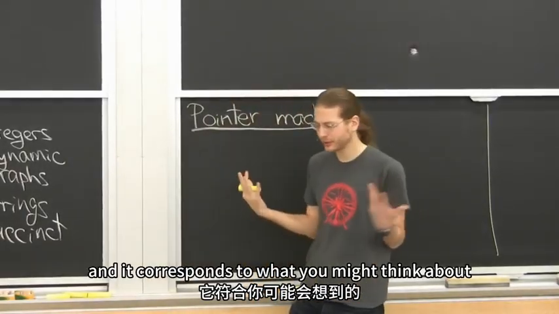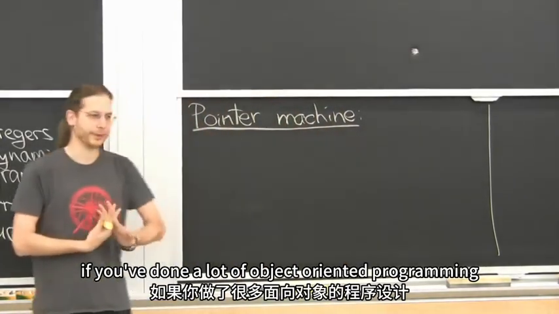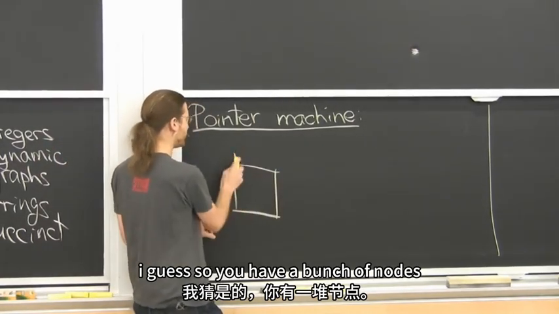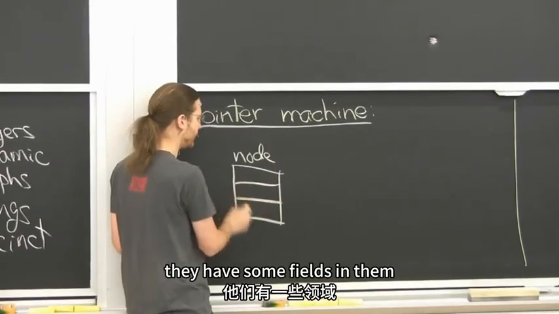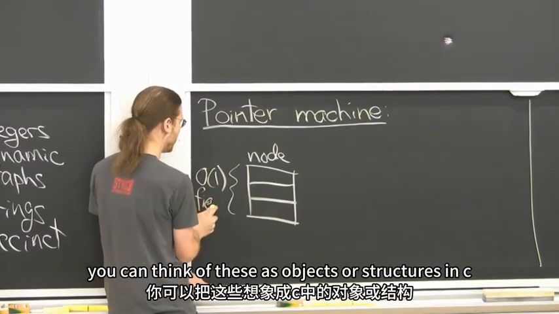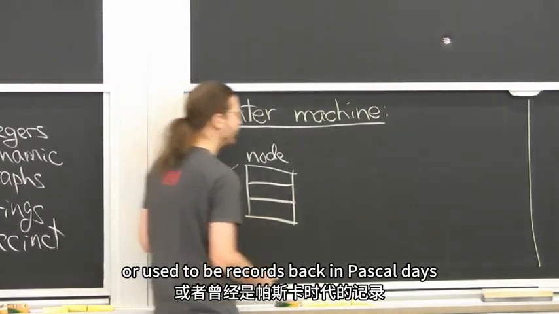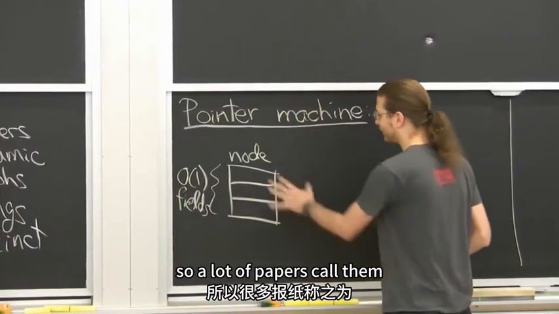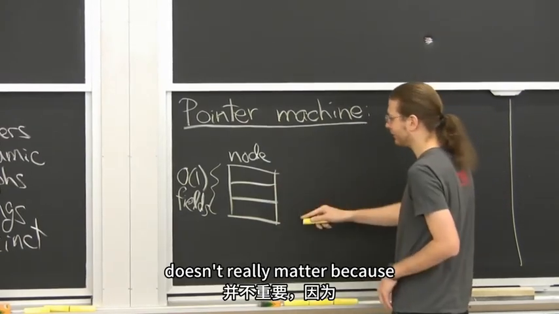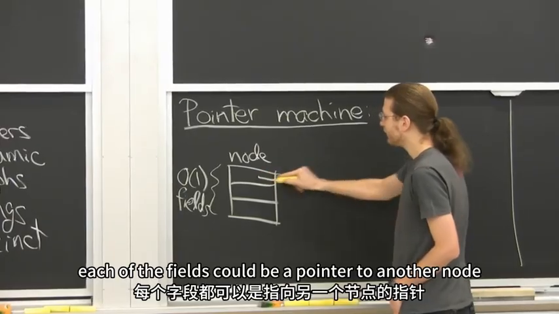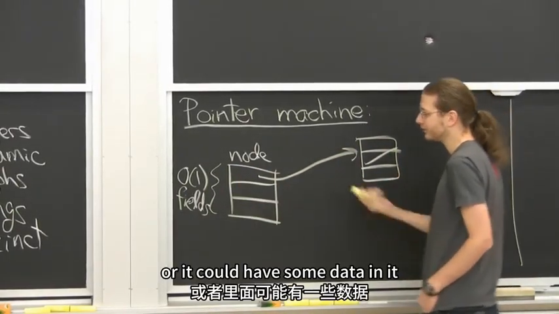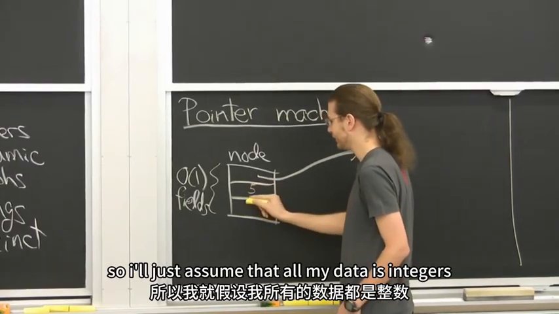And it corresponds to what you might think about if you've done a lot of object-oriented programming. And before that, structure-oriented programming, I guess. So you have a bunch of nodes. They have some fields in them, a constant number of fields. You can think of these as objects or structs in C, or used to be records back in Pascal days, so a lot of the papers call them records. We just have a constant number of fields. You could think of them as numbered, labeled. Doesn't really matter because there's only a constant number of them. Each of the fields could be a pointer to another node, could be a null pointer, or it could have some data in it. So I'll just assume that all my data is integers.